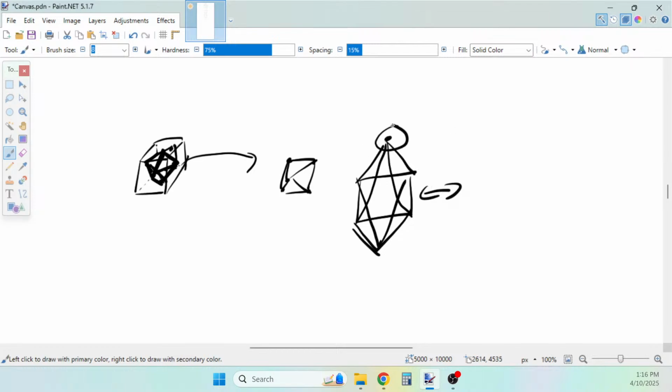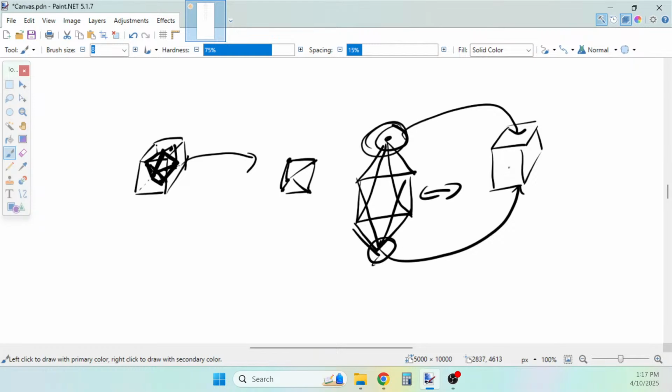We know that the vertices on a polyhedron correspond to the faces of the dual. So the top vertex goes with the top side. The bottom vertex goes with the bottom side. The corners on the sides correspond to the faces on the sides.